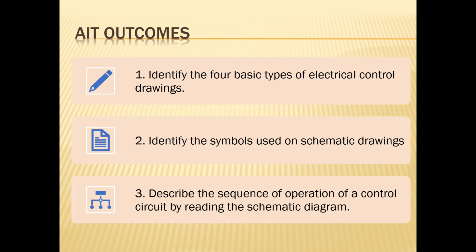Okay, so now we have discussed the 4 basic types of electrical control drawings. We have looked at some of the symbology that we're going to be using on schematic diagrams. In particular interest for us is the motor controls. And we have described the sequence of operation of a control circuit by going through a schematic diagram and looking at some of its more vital parts.